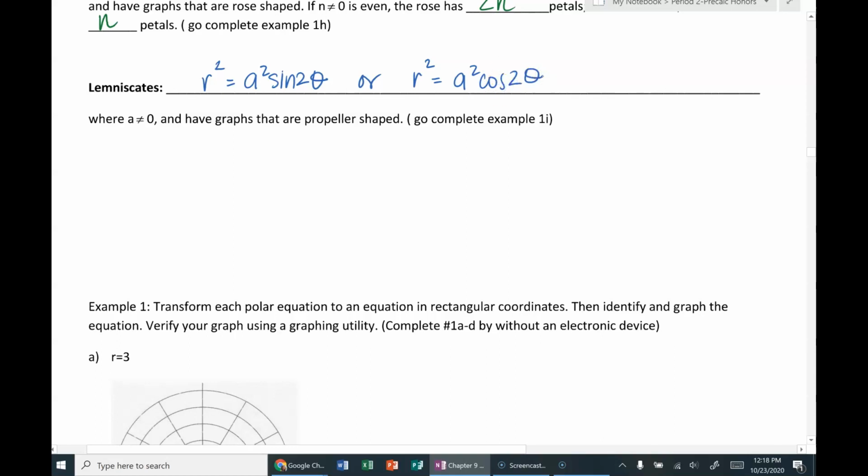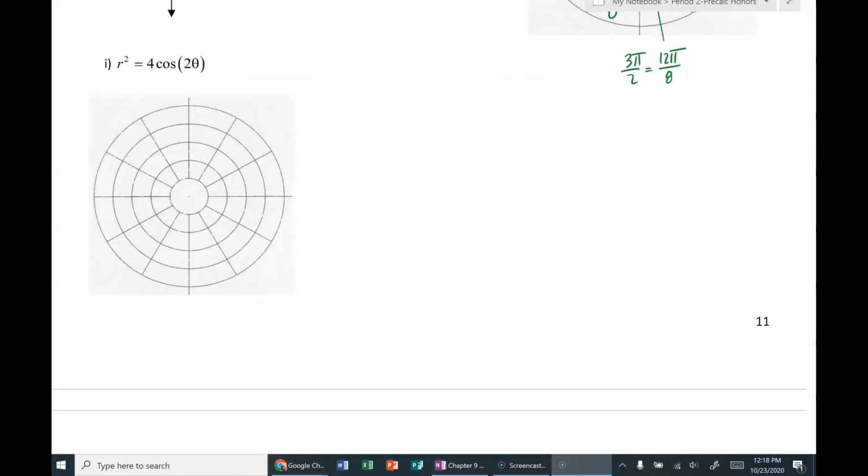So now let's go and graph this one. Just like the other ones, you are to do the symmetry tests all on your own without a calculator. Okay, so go ahead and test it out for me. You have 3 tests to try, and I want to see how far you can go.